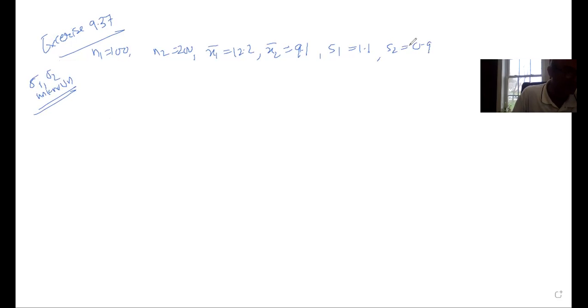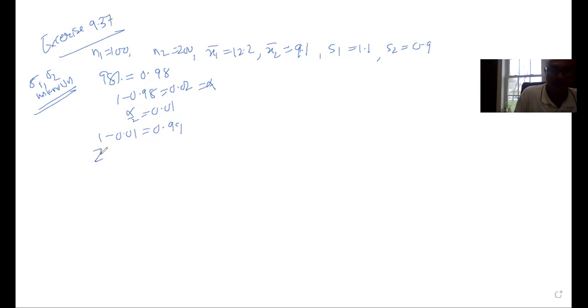So exercise 9.37. Okay, guys, so 9.37 says that my n1 is equal to 100, my n2 is equal to 200, x1 bar is equal to 12.2, x2 bar is equal to 9.1, S1 is 1.1, because you can see over here my sigma 1 and sigma 2 unknown in this example. That is the reason I took this example. S2 is nothing but 0.9, and we have 98% of the confidence interval, so that is equal to 0.98. So 1 minus 0.98, that is equal to 0.02, and that is my alpha. So alpha by 2, that is equal to 0.01.